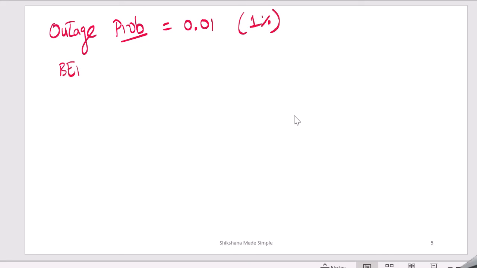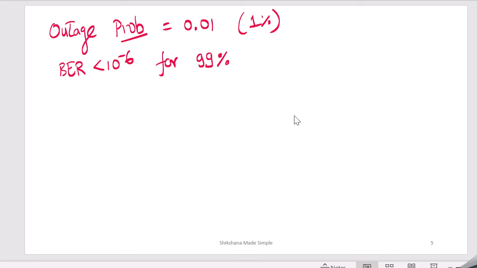Now consider our outage probability. We have taken it as 0.01, which is just 1%, right? We need to achieve the BER less than 10 to the power of minus 6 for 99% of the times. So let us use our equation.